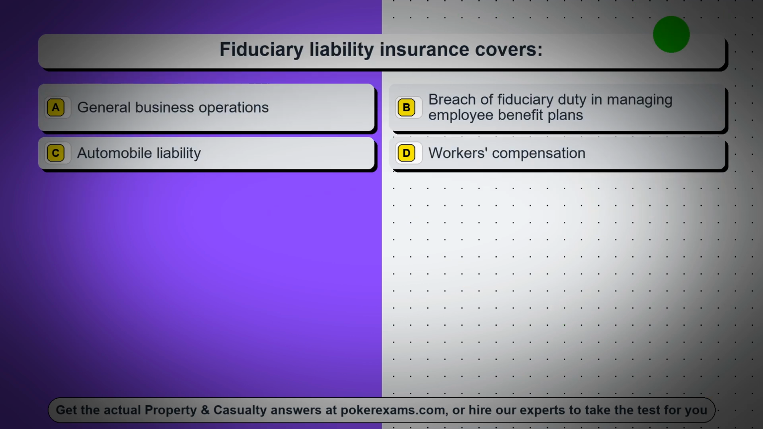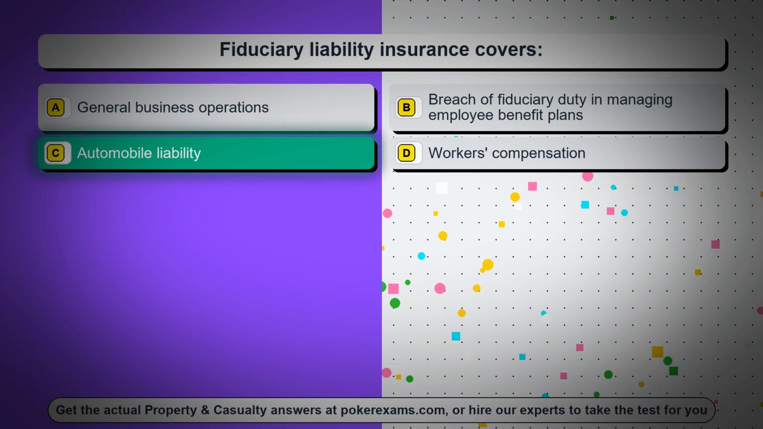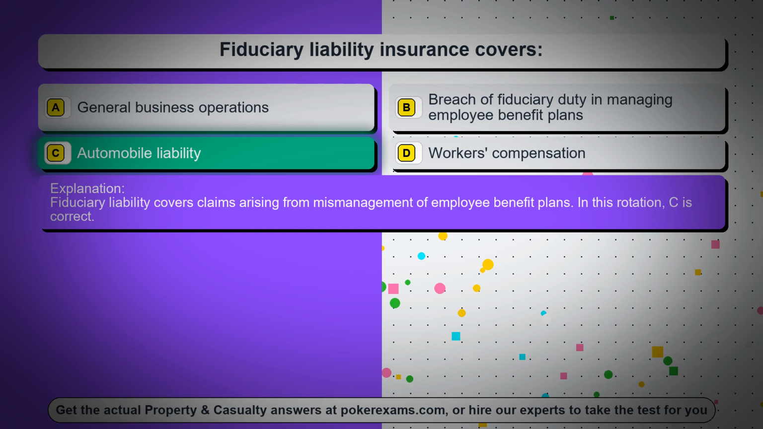Question 86. Fiduciary liability insurance covers: Option A, general business operations. Option B, breach of fiduciary duty in managing employee benefit plans. Option C, automobile liability. Option D, workers' compensation. The correct answer is option C, automobile liability. Fiduciary liability covers claims arising from mismanagement of employee benefit plans. In this rotation, C is correct.